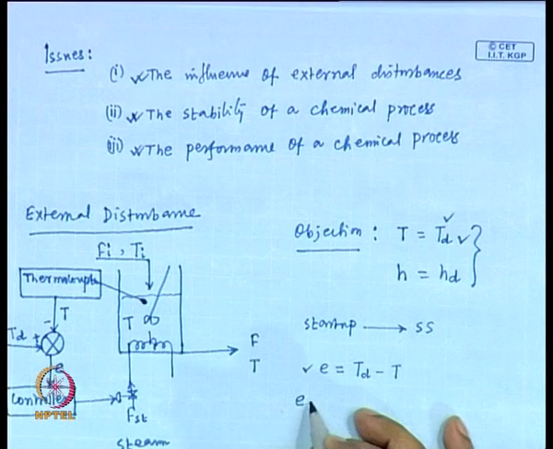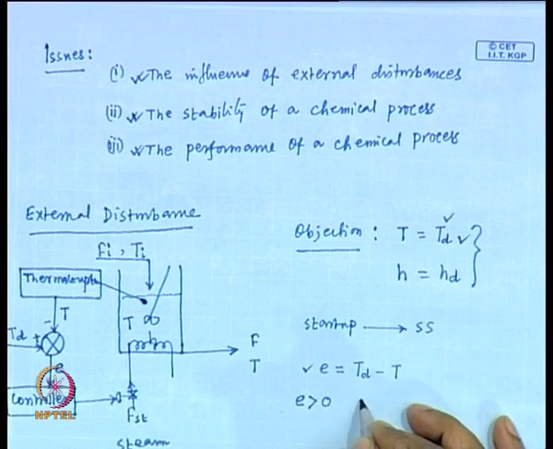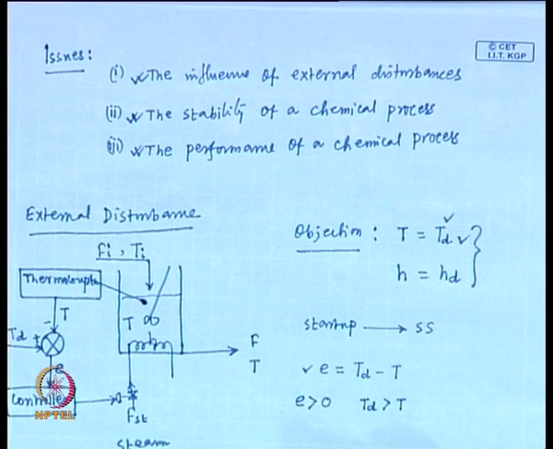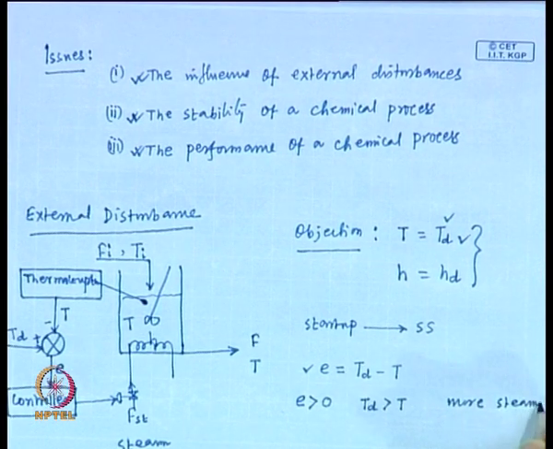Now, suppose error is greater than 0. This is the first case. Error is greater than 0. It means T d is greater than T. That means the desired temperature is higher than the temperature that exists in the liquid system. So, what is required of the controller? Yes, the controller will increase the F st. So, it is required to increase the steam flow rate, that means more steam is required to flow through the control valve.